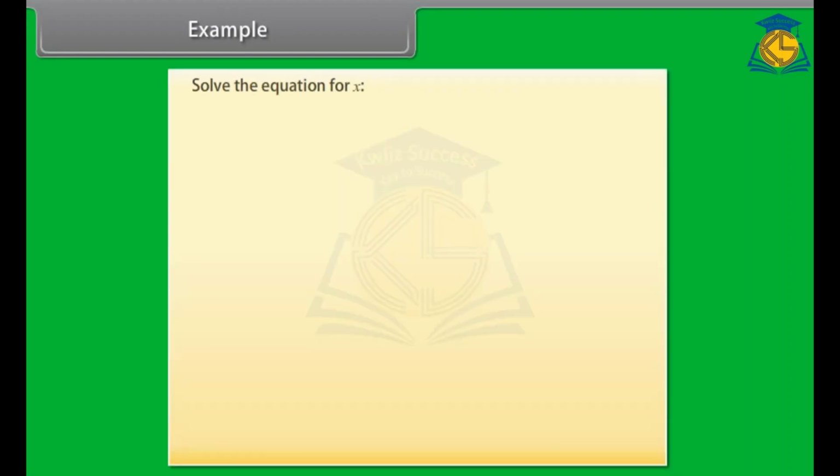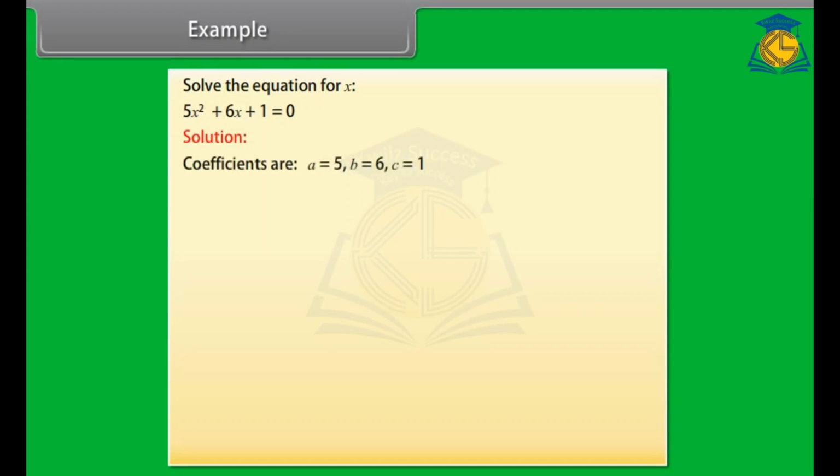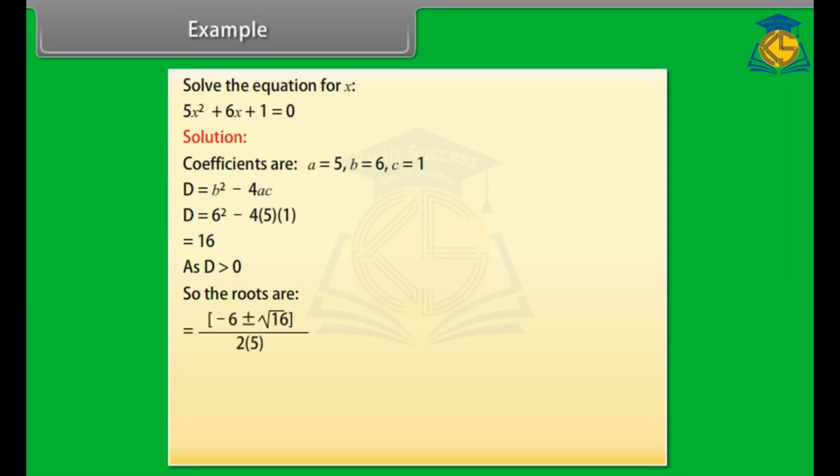Example. Solve the equation for x. 5x square plus 6x plus 1 is equal to 0. Solution. Coefficients are a is equal to 5, b is equal to 6, c is equal to 1. d is equal to b square minus 4ac. d is equal to 6 square minus 4 into 5 into 1 is equal to 16, as d greater than 0. So the roots are x is equal to minus 6 plus minus under root 16 by 2 into 5 is equal to minus 6 plus minus 4 by 10. On solving, we get x is equal to minus 1, minus 0.2.